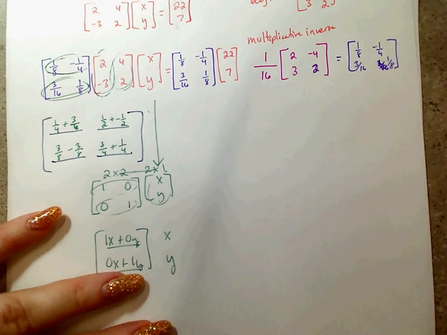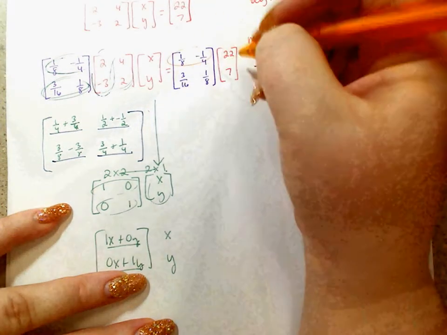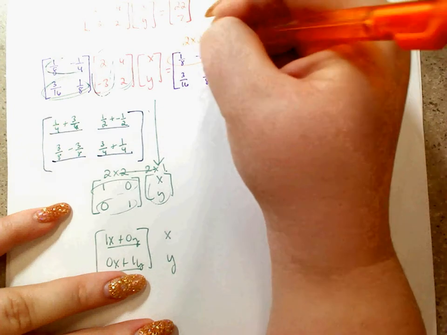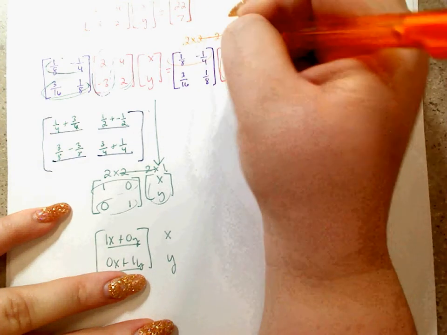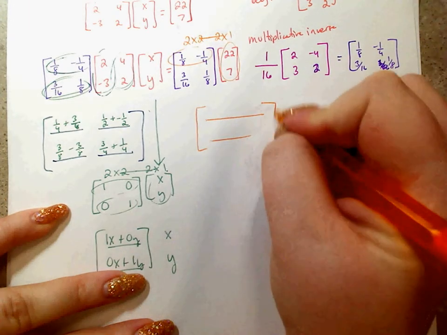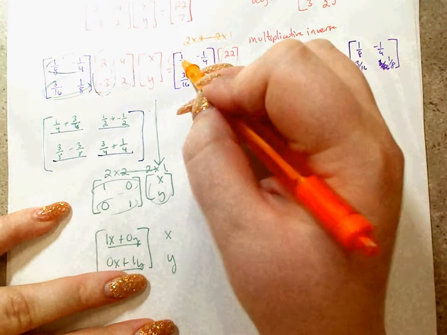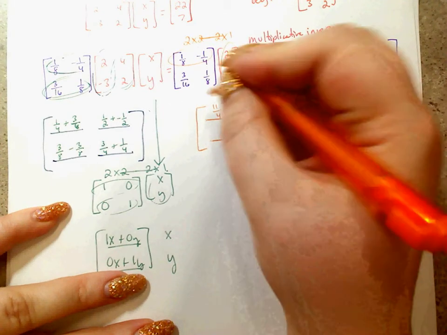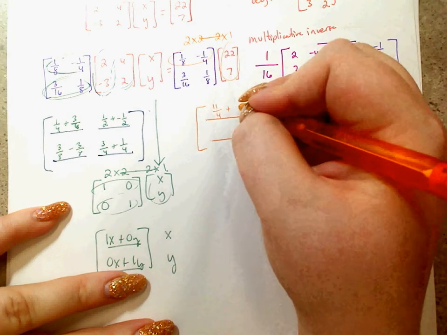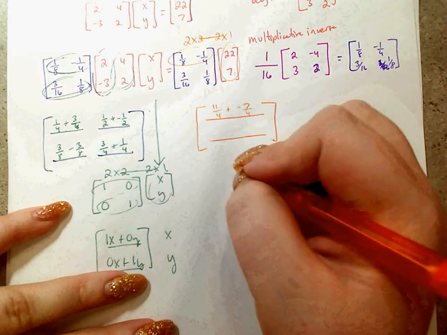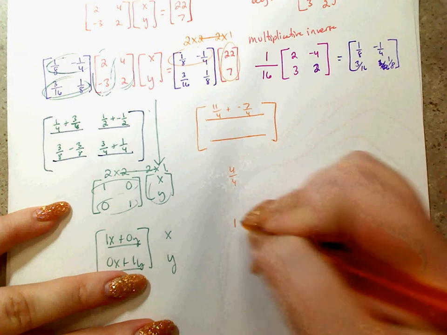Row by column. So again, I've got a 2 by 2 times a 2 by 1, which simplifies down into a 2 by 1. So 2 rows, 1 column. Okay. 1/8 times 22 is 11/4, plus negative 1/4 times 7 is a negative 7/4. That adds up to 4/4, which is 1.